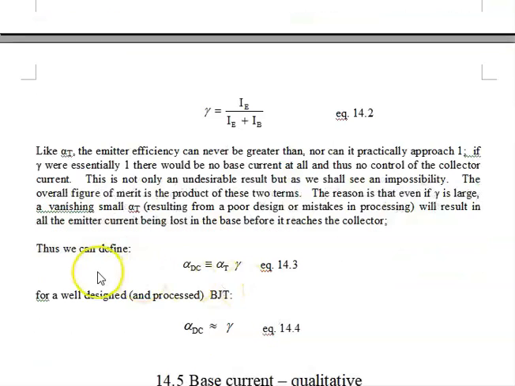Okay, and we define this thing called alpha DC, which is their product, but it essentially is equal to the emitter efficiency, gamma.